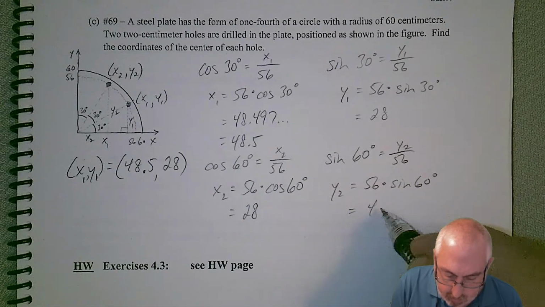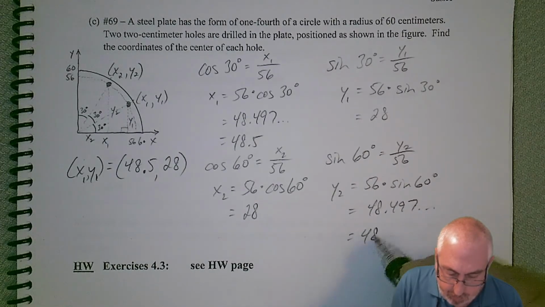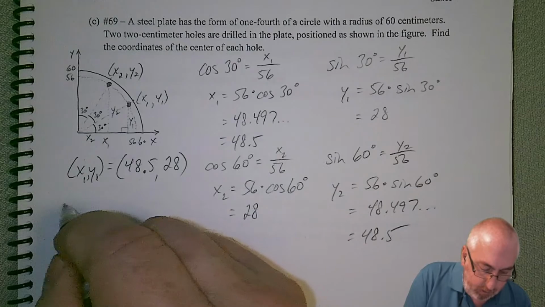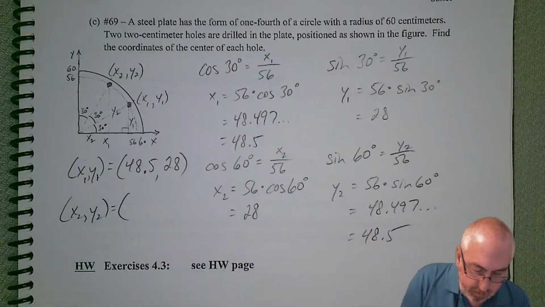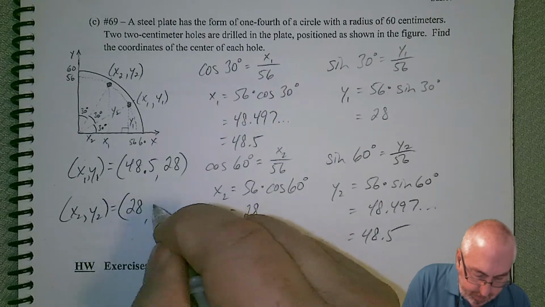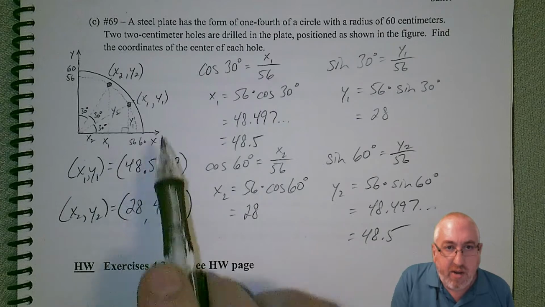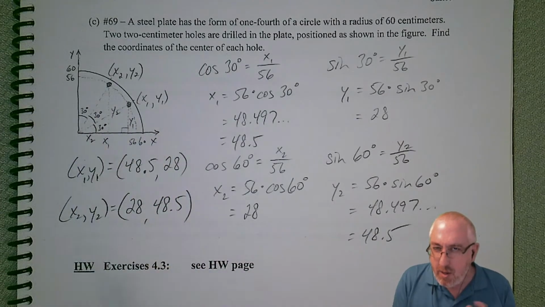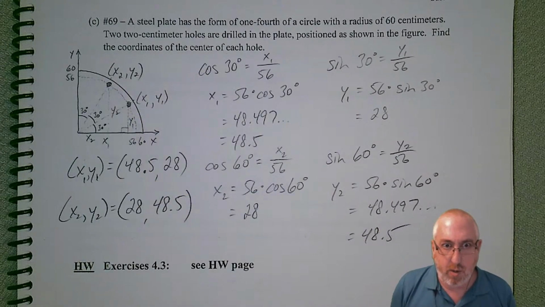48.497, or 48.5. So x2, y2 should be just the opposite. And hopefully that makes sense. Just of the nature of the symmetry of this, you can kind of see it's going to have to be that. If you know the coordinates of this one, you know the coordinates of this one as well.